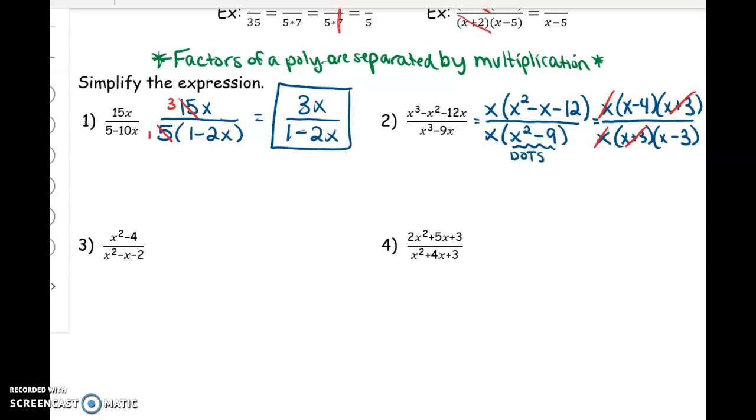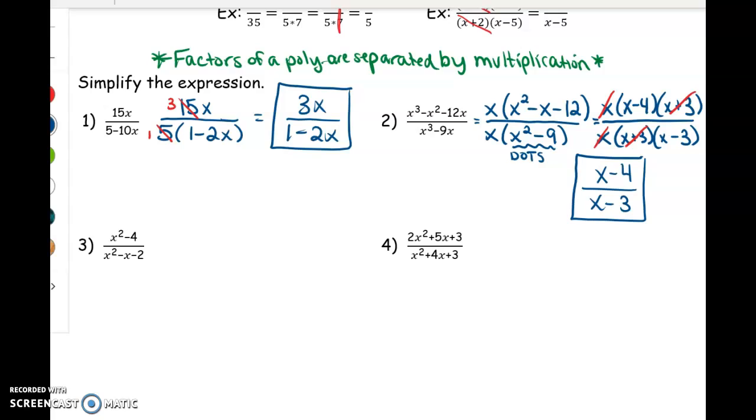So when I was looking to cancel things, again, I looked. This was x times the quantity x minus 4 times the quantity x. And then to get back to my final answer, the only thing I'm left with in the numerator is x minus 4. The only thing I'm left with in the denominator is x minus 3. And that's my final answer.